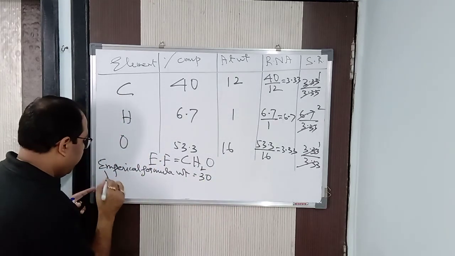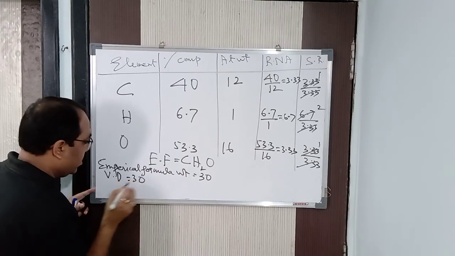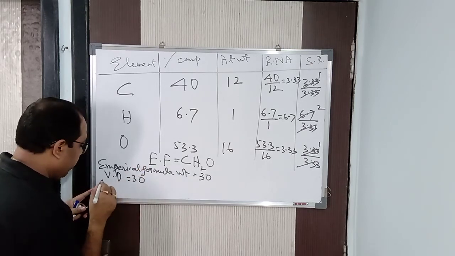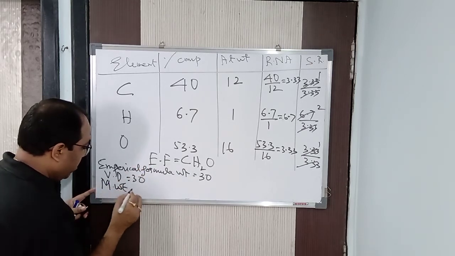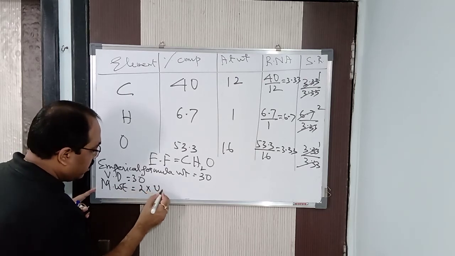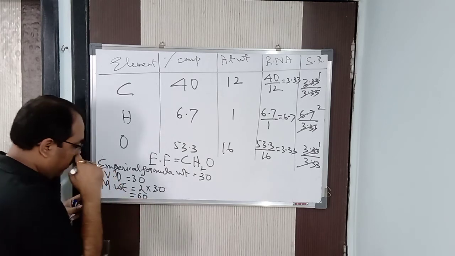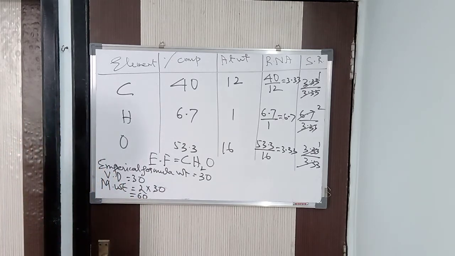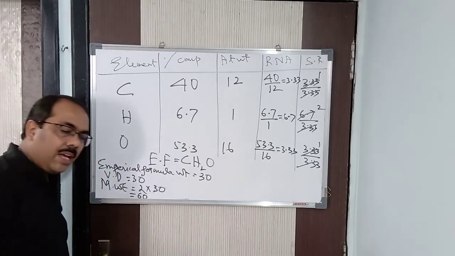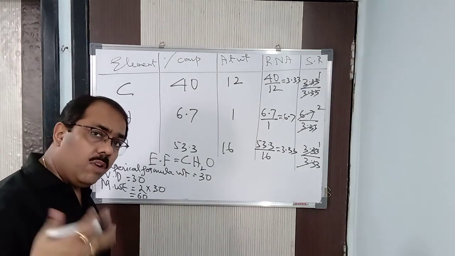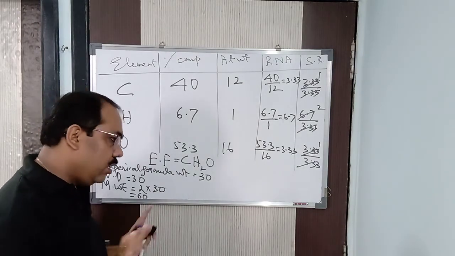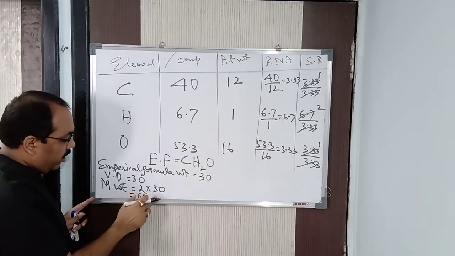Now, vapor density is given in the question as 30. I have nothing to do with vapor density directly; I have to calculate molecular weight. Molecular weight is 2 into vapor density, that is 2 into 30, which is 60. Sometimes vapor density is given, sometimes molecular weight is given directly. Then no need to convert anything. So molecular weight is 2 into 30, that is 60.